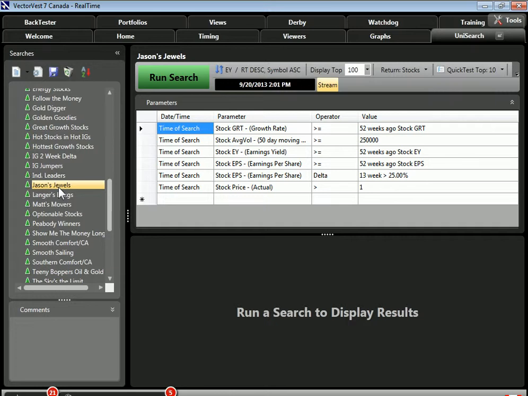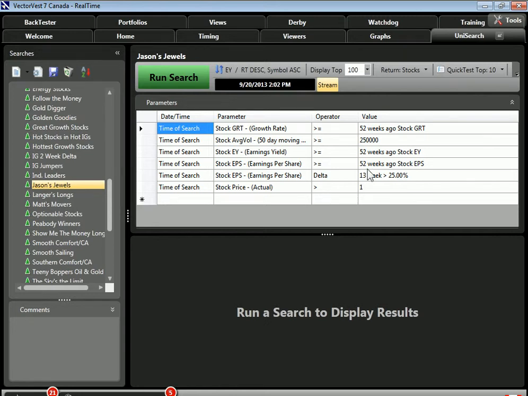Now, I talked to Jason yesterday to get an understanding of how he developed such a tremendous trading plan. He said he developed these searches based on some of the criteria that interested him the most. He wanted to find stocks with rising earnings and also rising earnings growth rate. And we can see the parameters here. He wanted the earnings growth rate to be greater than it was 1 year ago. He wanted the earnings yield and the earnings per share to also be greater than they were 1 year ago. And he also wanted the earnings per share to have gone up more than 25% over the last quarter.